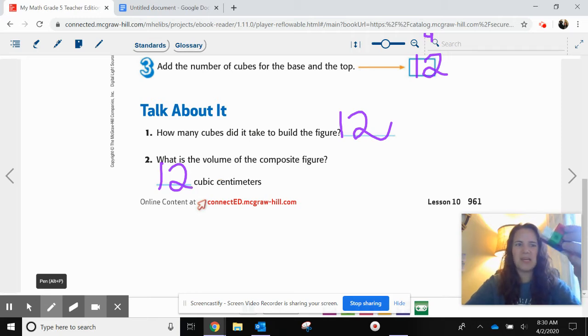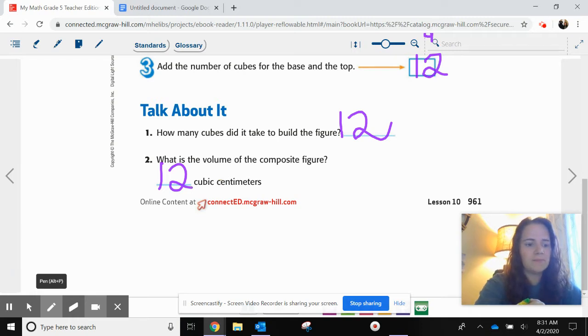But what happens when you don't have the unit cubes drawn out for you, or we start getting into numbers like 20 and 35 and 72? What do we do then? I'm going to erase and pause the video. Meet me on the next page.